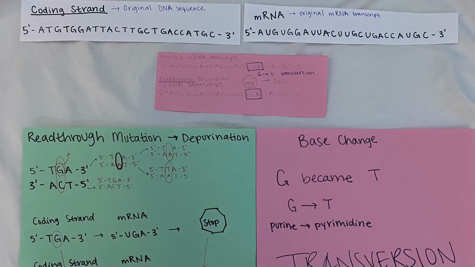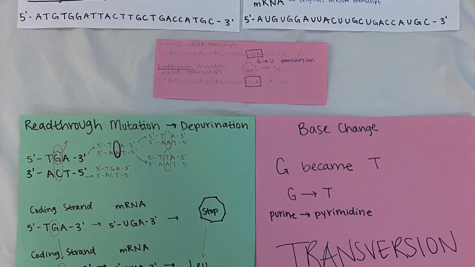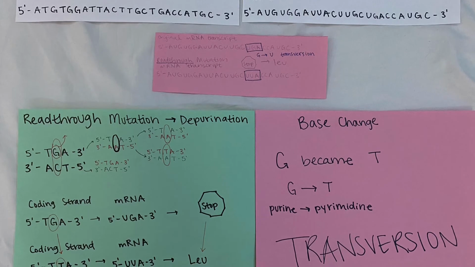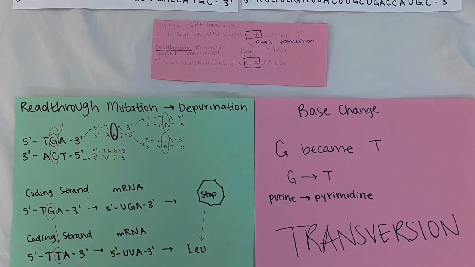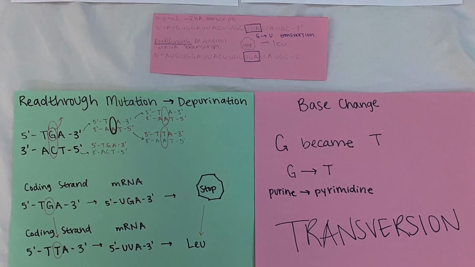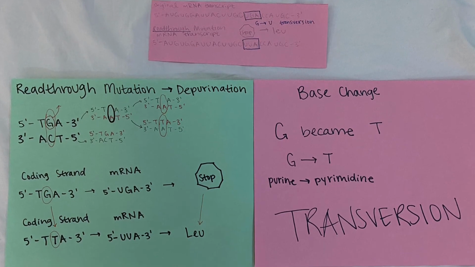Read-through mutations are categorized by the changing of the stop codon into one that codes for an amino acid, meaning translation continues. In this example, depurination occurs. The bond between guanine and cytosine is broken, and the guanine is removed from the DNA sequence. There is now an apurinic site in the sequence.